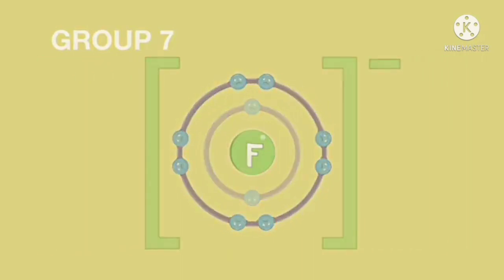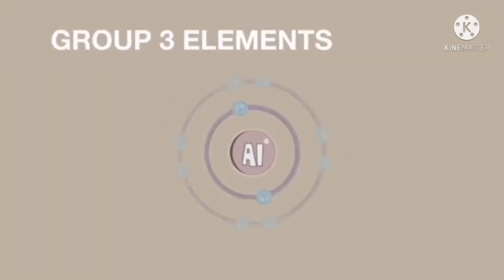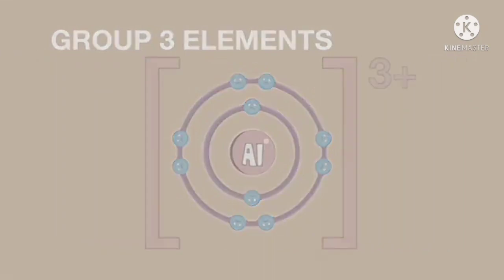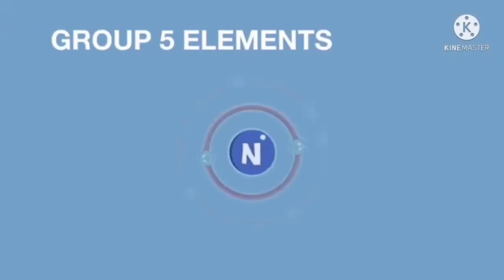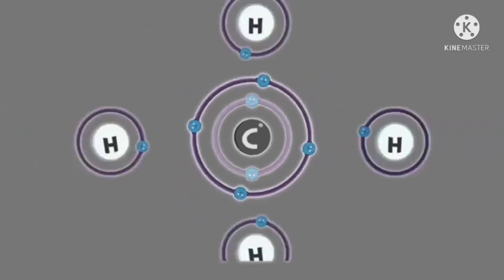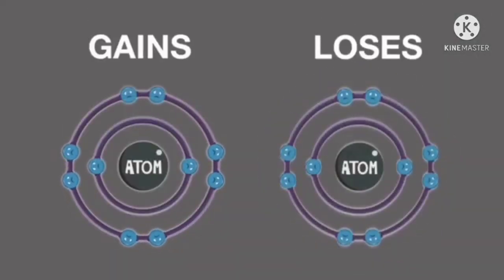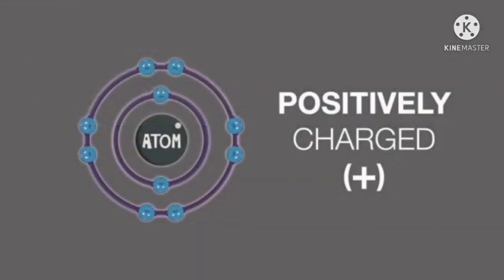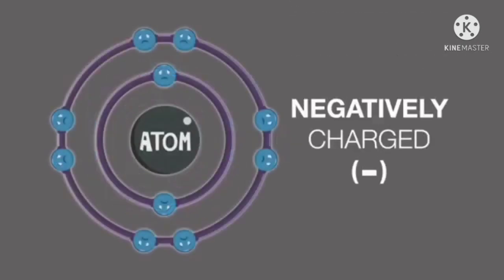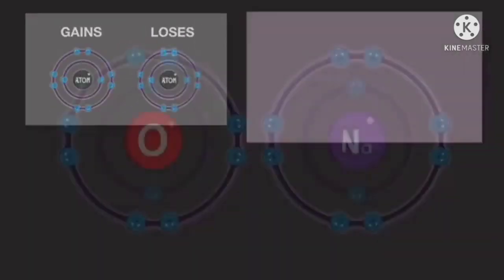It gains 2 electrons and acquires a negative charge. Like that, in group 3, aluminium is a metal, so it loses electrons and acquires a positive charge. Nitrogen, carbon, these are all non-metals. What do non-metals do? They gain electrons and acquire a negative charge. Okay, I think you understood what an anion is, what a cation is.